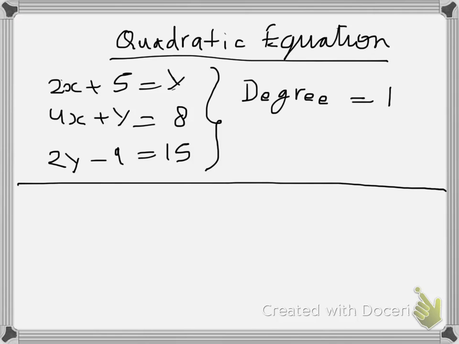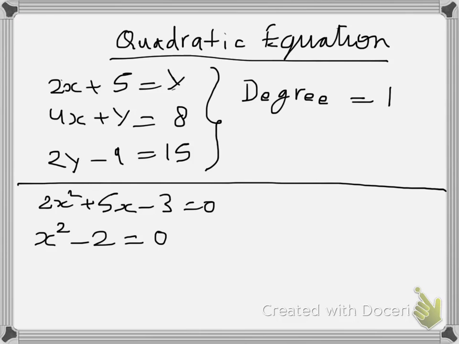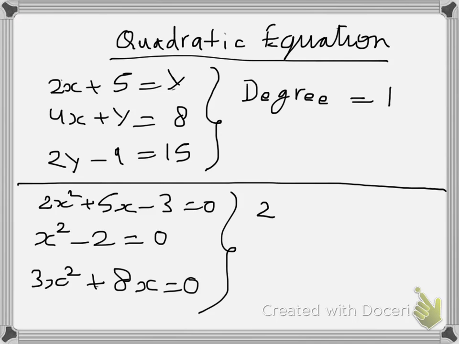Now what about when the degree of the equation is 2? Just look at the examples. It is 2x square plus 5x minus 3 equal to 0. Maybe x square minus 2 equal to 0, or maybe 3x square plus 8x equal to 0. Now, what is the common thing you see here? I see that x has the highest power of 2. So the degree of the equation is 2. So this type of equation is called a quadratic equation.